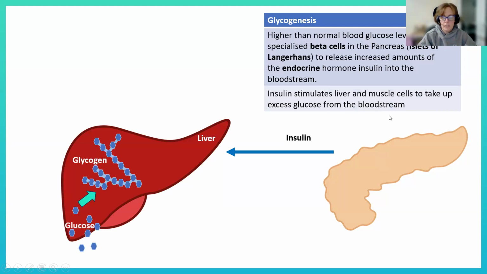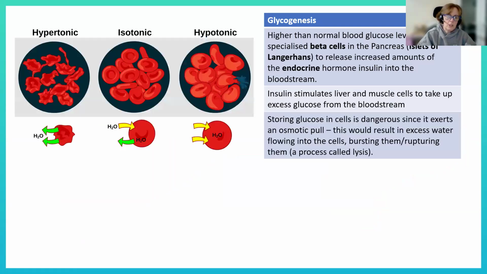And what this does is it stimulates the liver. So the insulin stimulates the liver and muscle cells to take up excess glucose from the bloodstream. You can see there's glucose molecules there. There are 6 carbon sugars, so we tend to draw them as hexagons. And then it is stored as glycogen.